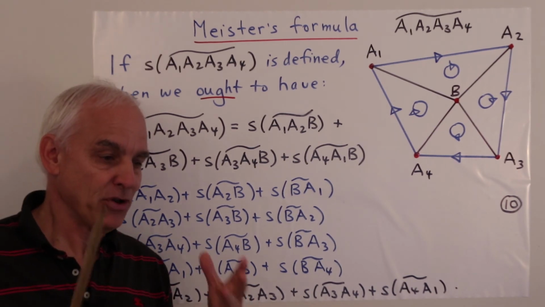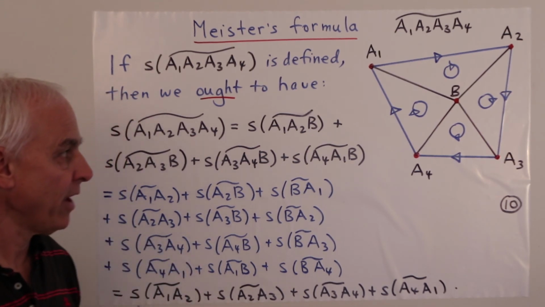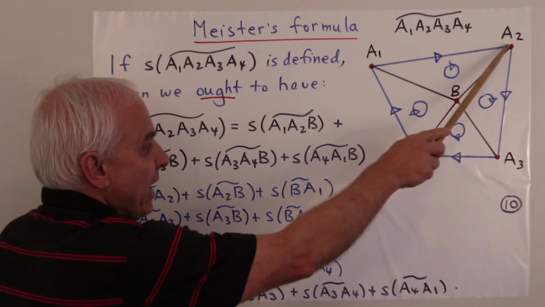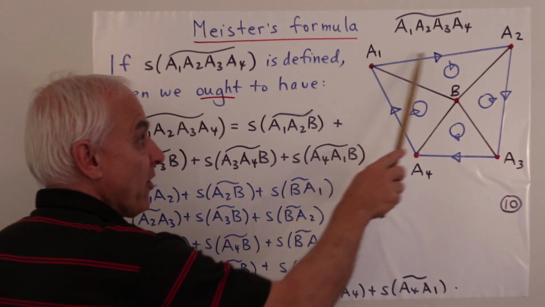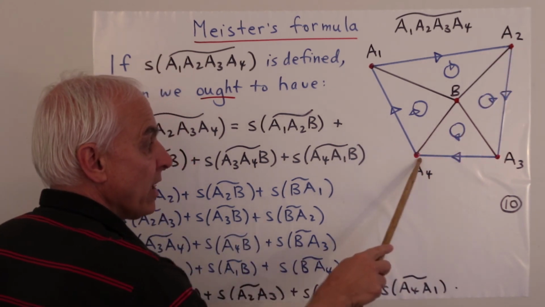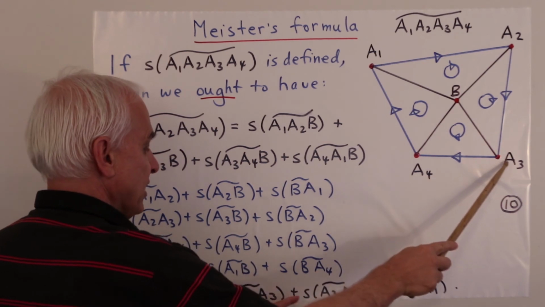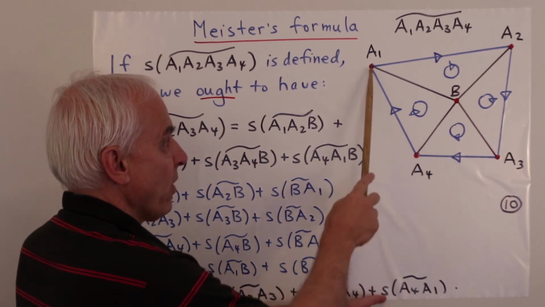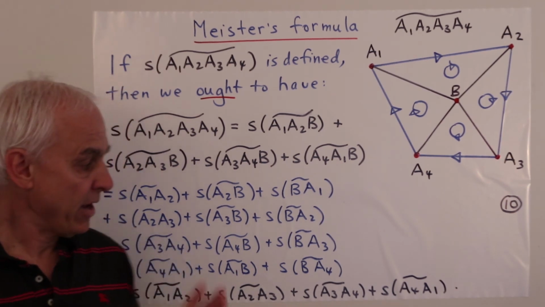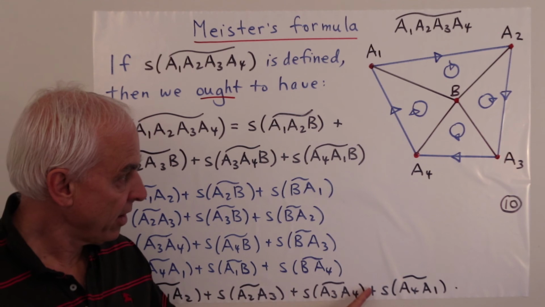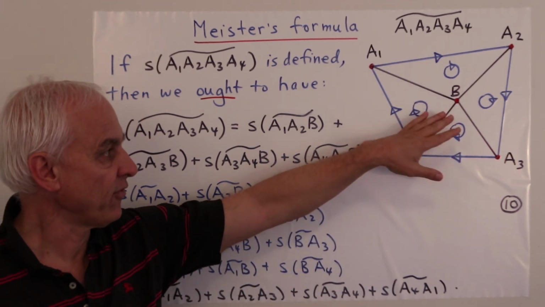So in other words, if we have a notion of signed areas of oriented quadrilaterals, then S of A1, A2, A3, A4 ought to be the sum of the signed areas of its 4 oriented sides. S of A1, A2, plus S of A2, A3, plus S of A3, A4, plus S of A4, A1. That ought to be correct. And notice that at this stage, the point B has vanished. There's no more reference to the point B.